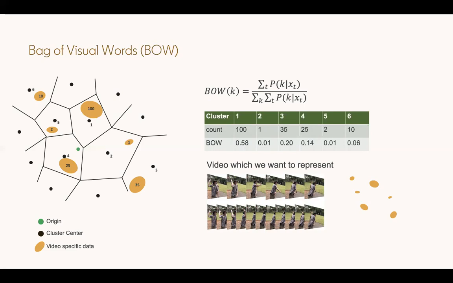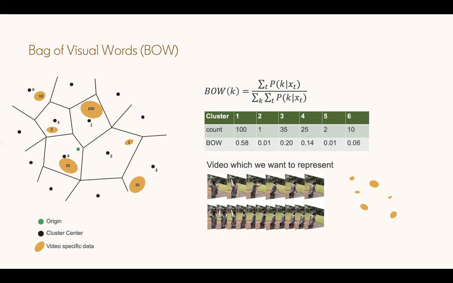If we normalize this histogram by the number of frames for this video, then we get a probability density function of these clusters, a discrete probability density function of these clusters, or a normalized histogram of these clusters, which is represented here as the bag of words model in this table.